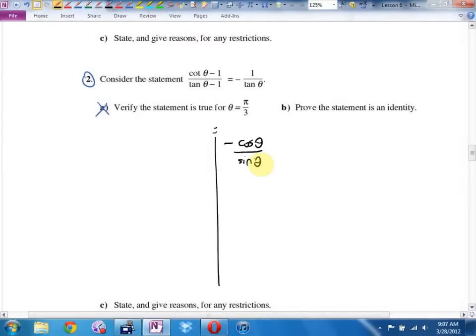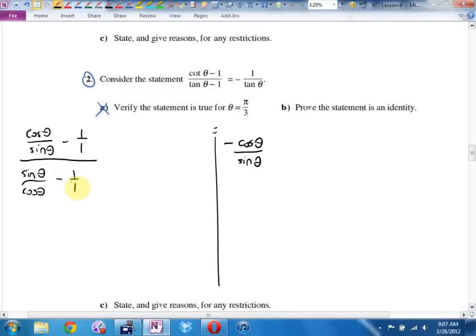The uglier side. Cotangent, that's cos over sine minus, and since I wrote a fraction on the top, I'll make the 1 a fraction as well. All over. Tangent is sine over cos, and since I made that a fraction, I'll make the 1 a fraction as well. Oh, I have a complex fraction. See it? Now my path is set.